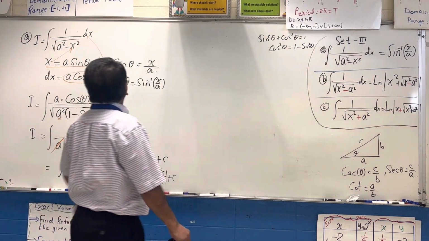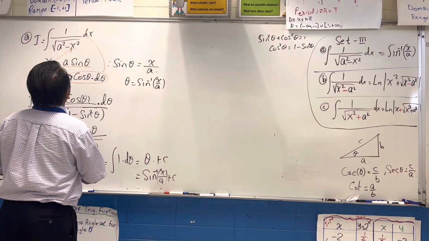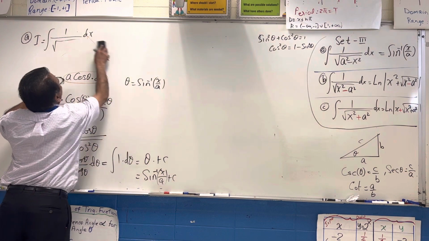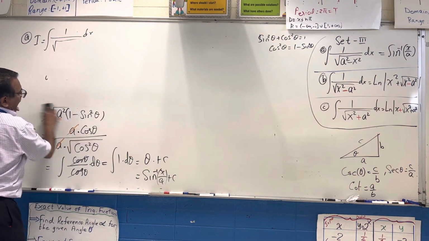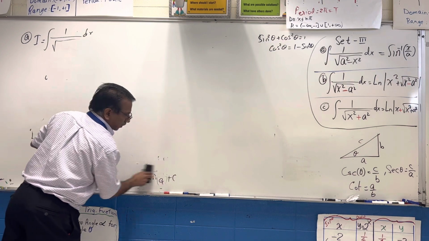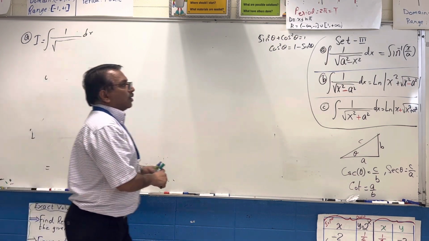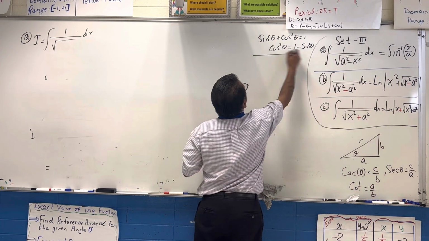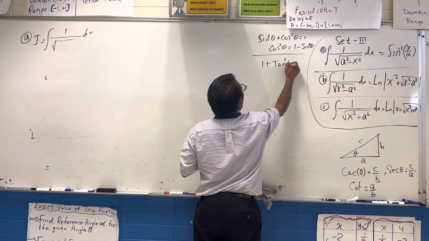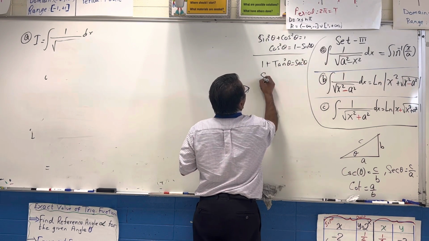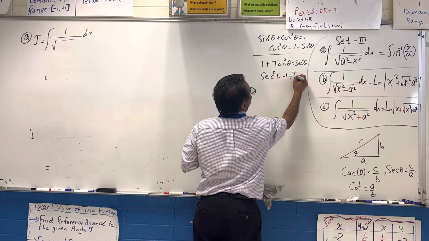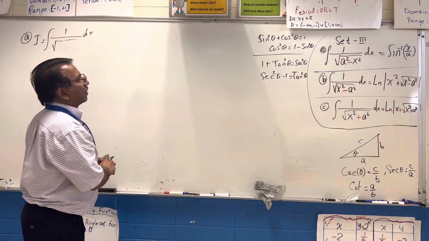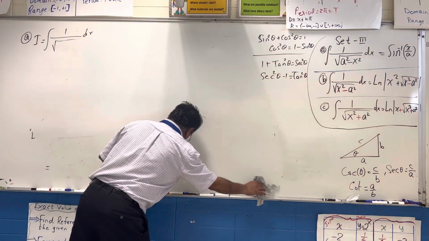It's always better to know why this formula exists, so I hope that helps. Now the second one is x squared minus a squared. In this case we can use the other Pythagorean formula: 1 plus tan squared theta is secant squared theta, so secant squared theta minus 1 is tan squared theta. Only thing is that there's an a there, so let me write it down.